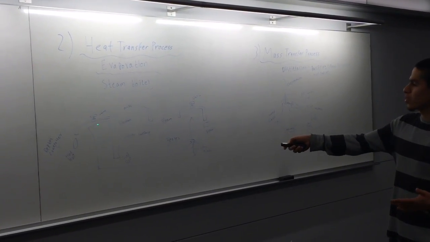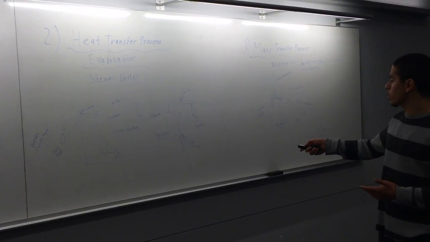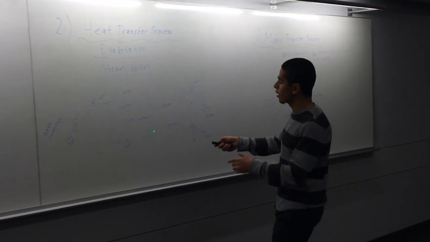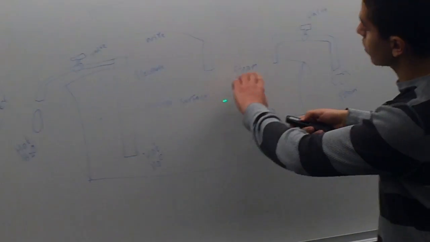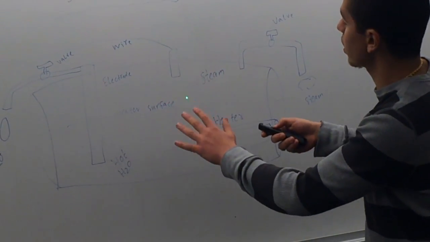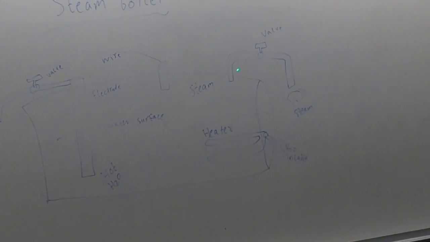And these wires here are used to measure the depth of the water and how it works. As you can see, the water surface is right here, because at the top the steam is created, and the valve takes it from here.